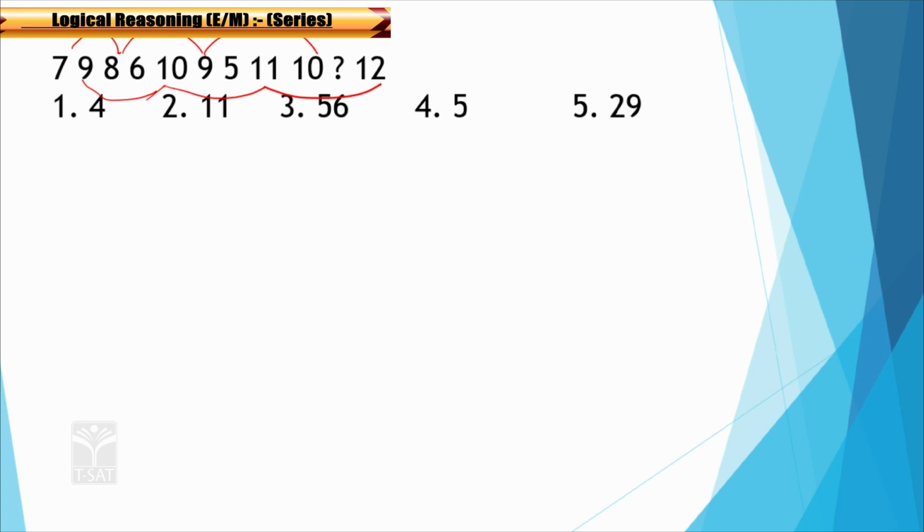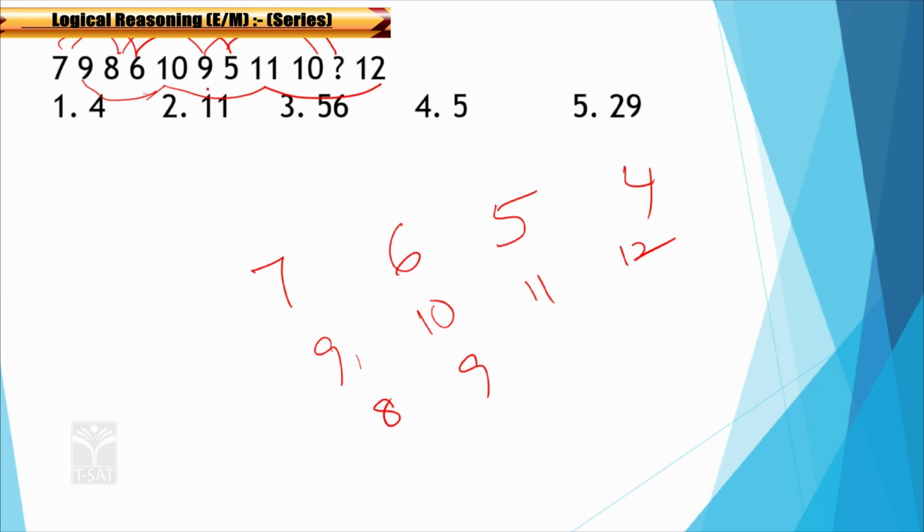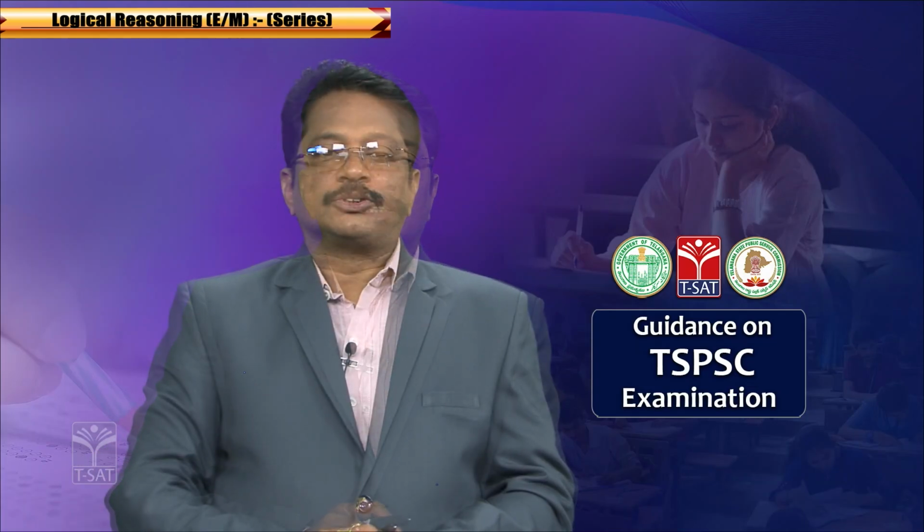First one here, we will consider the first one. So here 7, 6, 5, next one is 4 will come. Second one is 9, 10, 11, 12 will come. Next here 8, 9, 9, correct? Next 10. This is a combination of answers. So 2 is the correct one. Clear? Like you can get the answer. So just observe this question here.